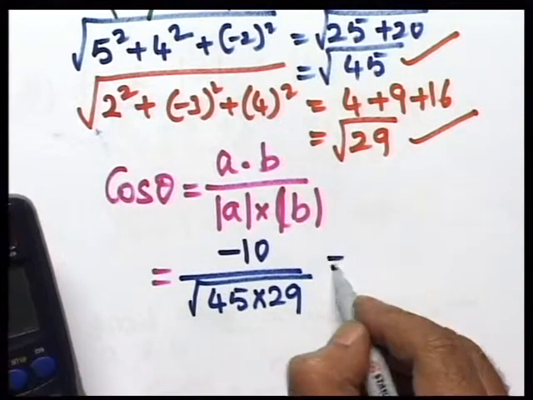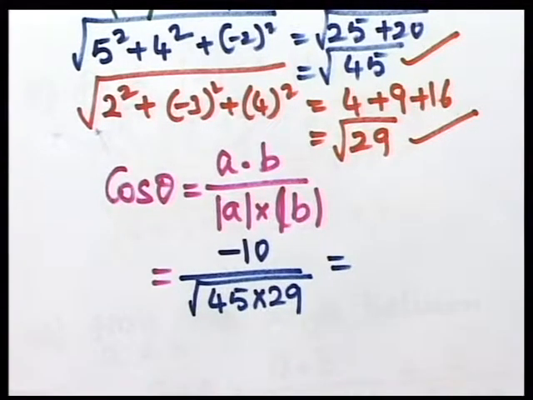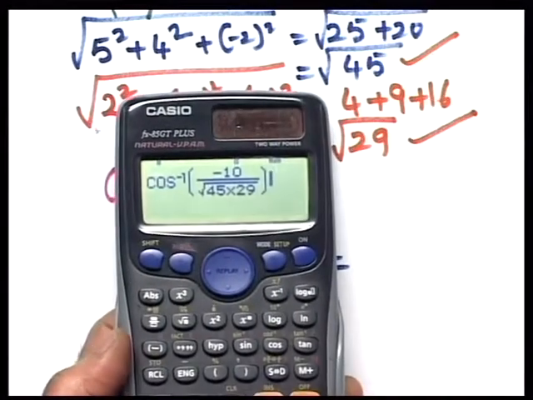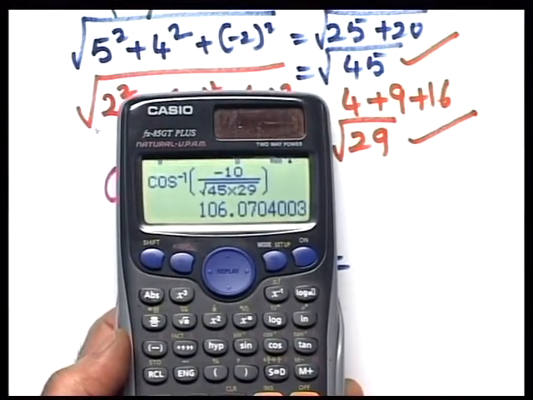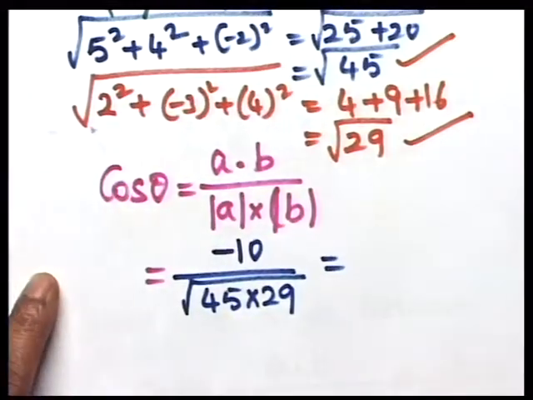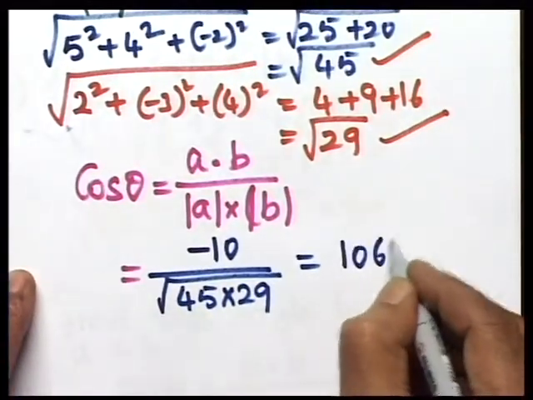Find the angle, please. That's going to be a fraction. Top one is minus 10, and the denominator is the square root of 45 multiplied by 29. That's what we have. Bracket closed. There you go, guys. The answer there should be 106 to three significant figures. That's an obtuse angle, 106 degrees.